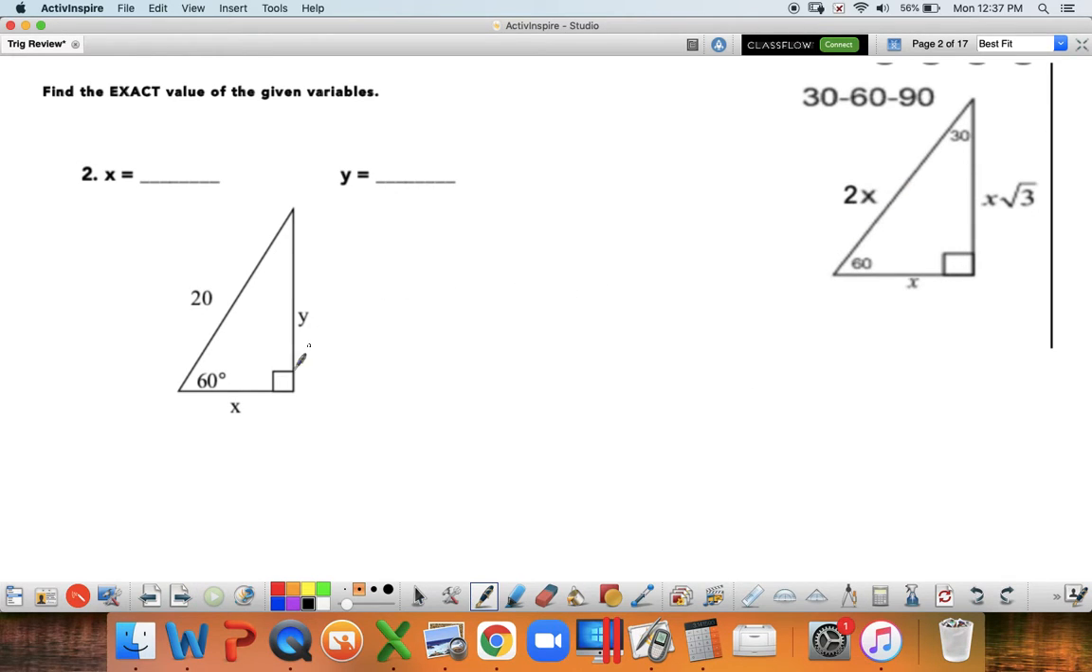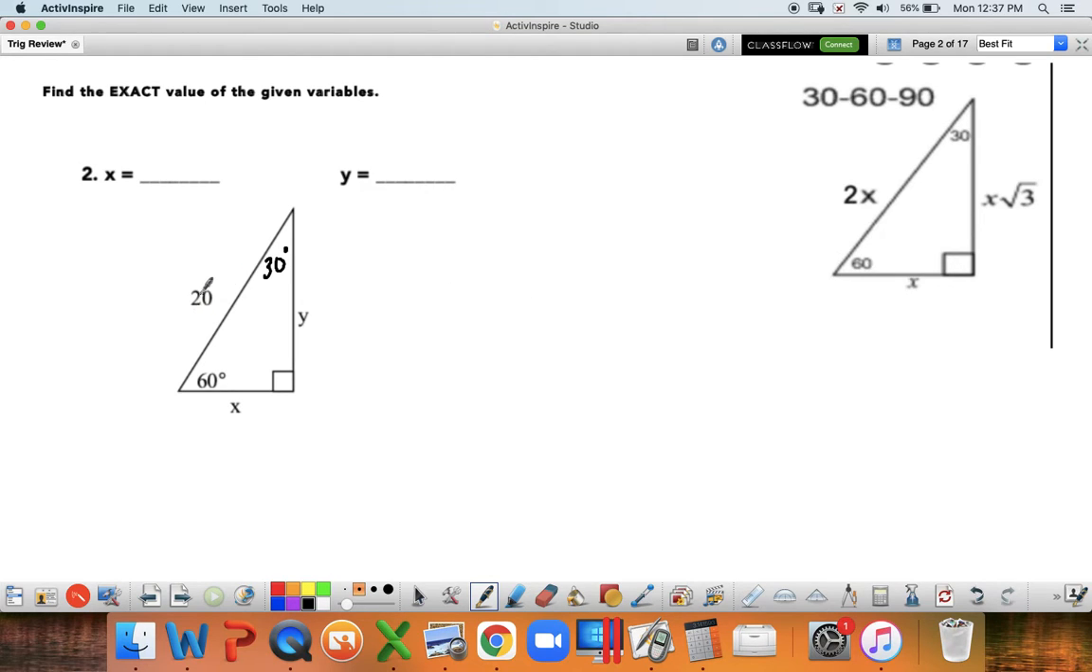Here is a 30, 60, 90 triangle. I know I only have one of the angles labeled other than the right angle, but here's a 30, 60, 90 triangle. And here is how the sides are in proportion to one another. Across from your 30 is your x, across from your 60 is your x times the square root of 3, and across from your 90 is your 2x.